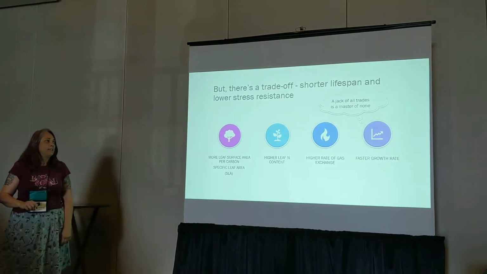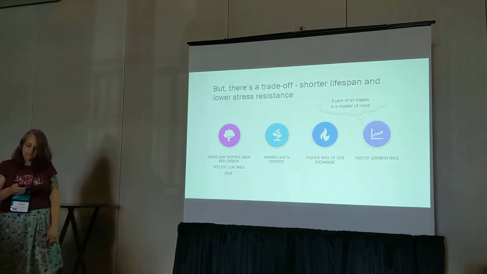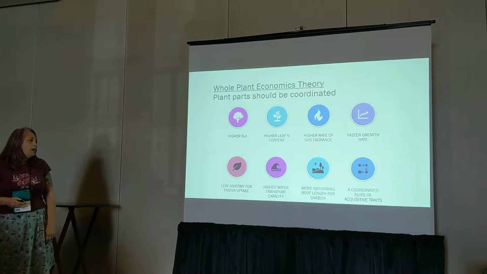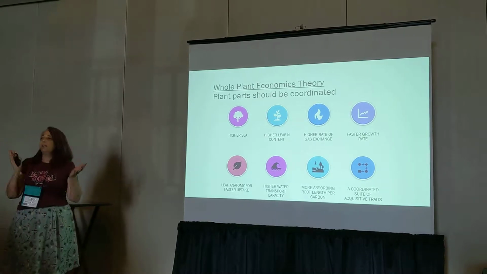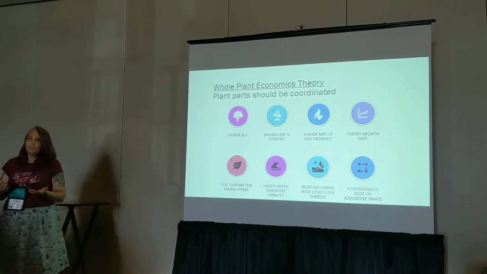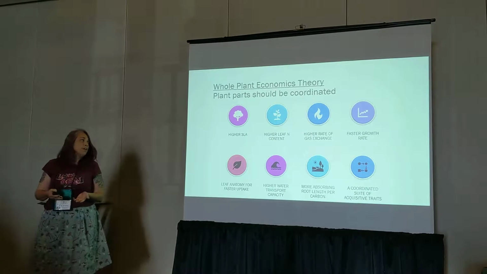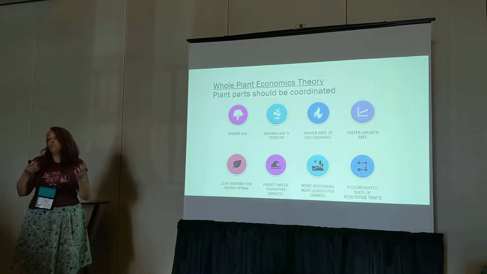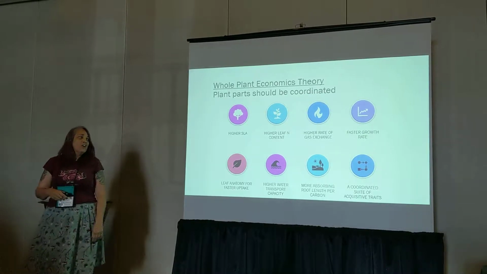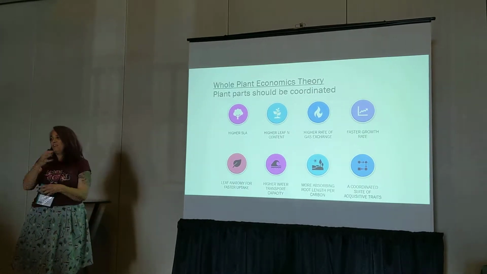I'm going to come back to this because this is really interesting in my study system. On top of the leaf economic spectrum, there's this idea that there's a whole plant economic spectrum. And from an evolutionary perspective, this is really important because you may have a great leaf, but if you have crummy roots, you are still dead. And so it's really about how all the pieces are combined.